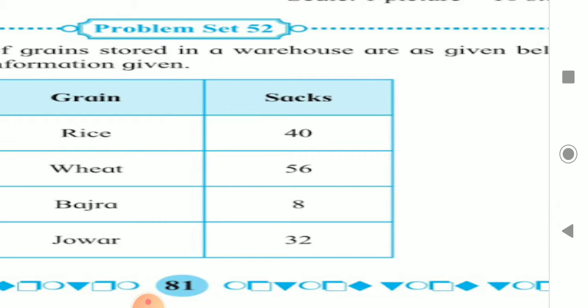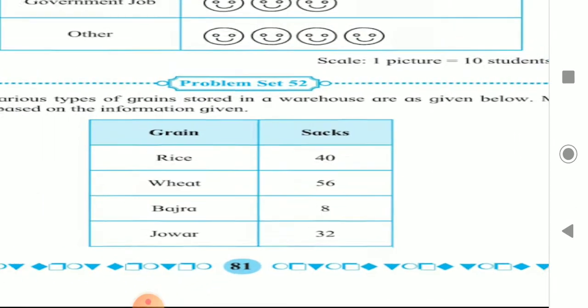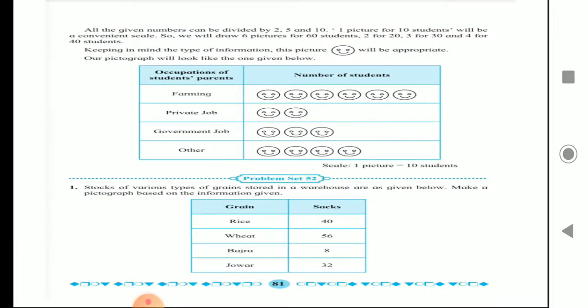So for rice, how many sacks are you going to draw? 8 fives are 40, so 5 sacks should be there. For wheat, how many sacks will you draw? This number is 56. 56 is how many times 8? 8 sixes are 48. 8 sevens are 56. 8 eights are 64. So you will draw 7 sacks. For bajra you will draw only 1 sack, and for jowar you will draw 4 sacks. This way you solve this problem set 52.